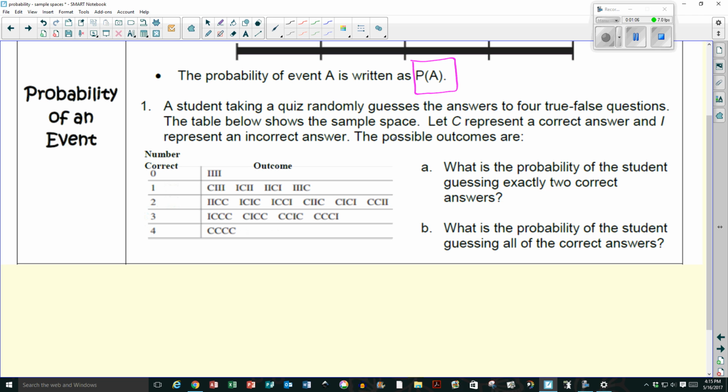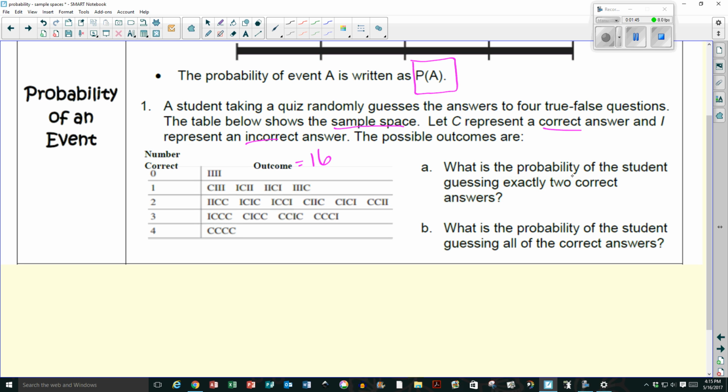All right, so a student taking a quiz randomly guesses the answers to 4 true or false questions. The table below shows the sample space. Let C represent the correct answer. Let I represent the incorrect answer. The possible outcomes are, well, it's possible that they guessed all 4 wrong, or they could have done any of these other scenarios. So there are 1, 2, 3, 4, 5, 6, 7, 8, 9, 10, 11, 12, 13, 14, 15, 16. There are 16 possible ways that test could have been answered.